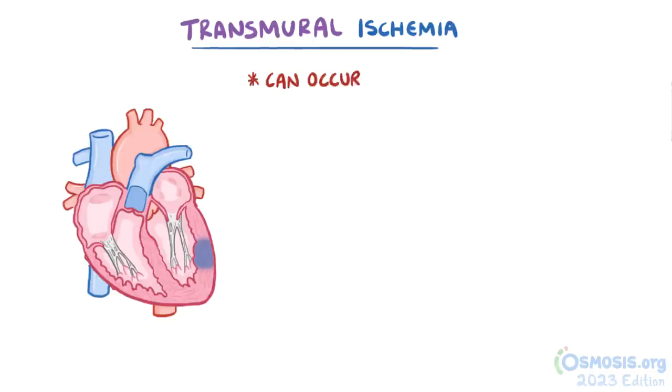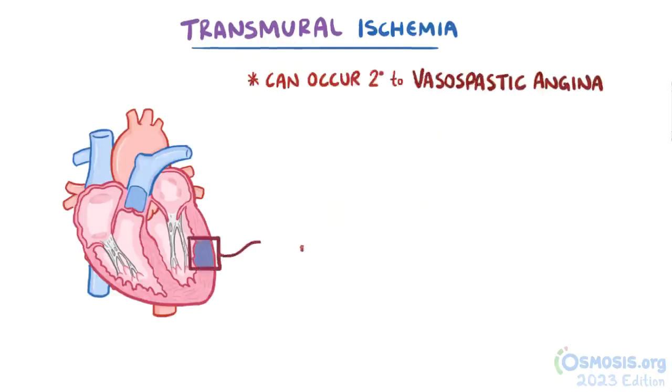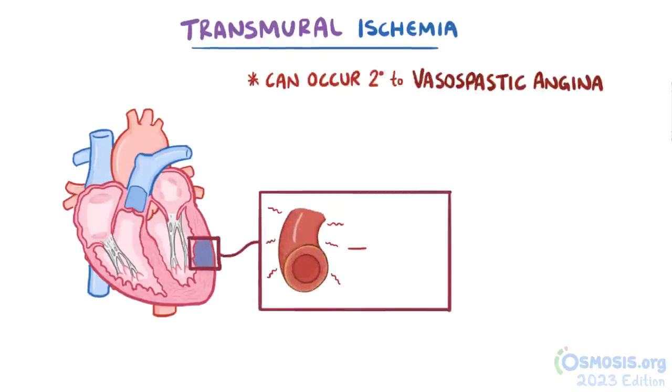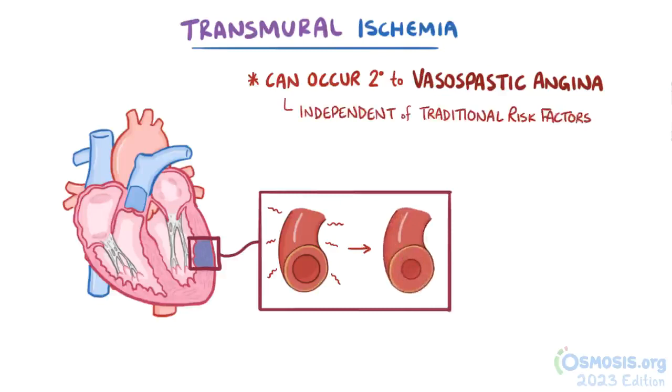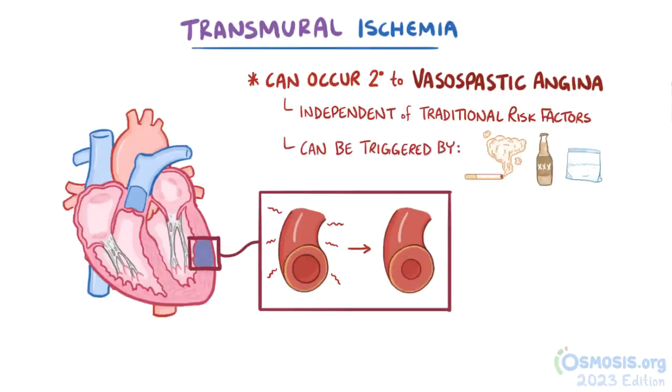Transmural ischemia can happen secondary to vasospastic angina, also called Prinzmetal angina, which is when a coronary blood vessel spasms and narrows, cutting off blood flow to that cardiac region. Vasospastic angina happens independent of traditional risk factors, like atherosclerosis, and can be triggered by tobacco, alcohol, or cocaine use.